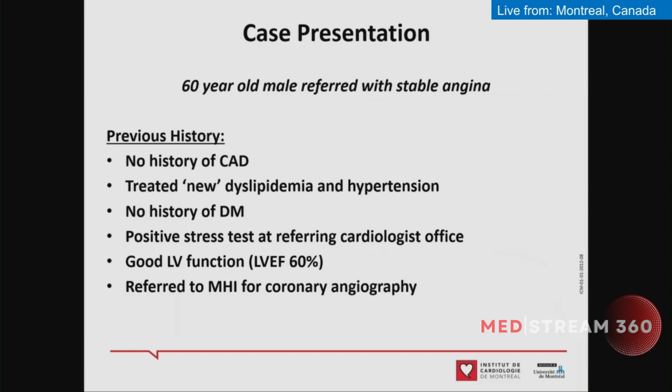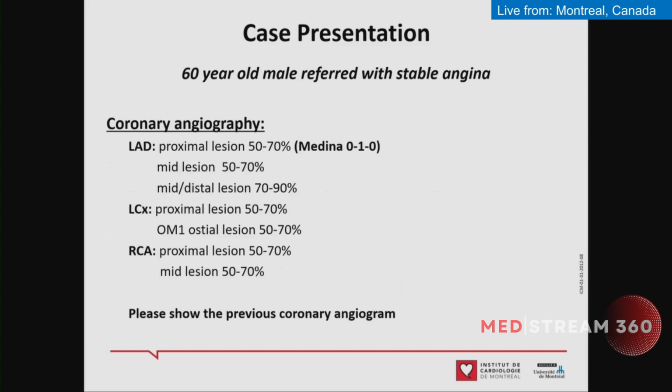This 60-year-old gentleman was referred from another center for de novo stable angina. He had no previous history of coronary artery disease, was treated for dyslipidemia and hypertension, and had no history of diabetes mellitus. He had a quite severe positive stress test at the other center, and was sent to us for coronary angiography.